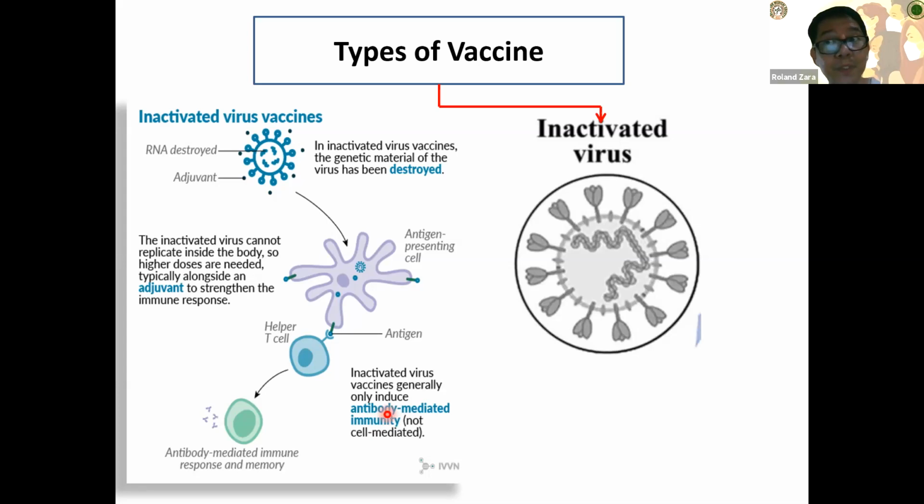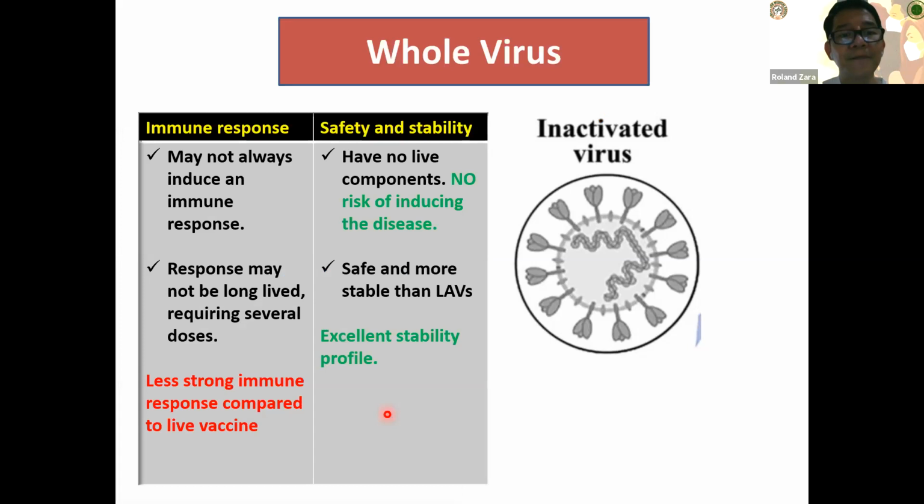So this is your inactivated, which may not always induce an immune response and may not be long-lived. It may need booster doses in the coming years. This is still under study pa rin. So there is a lower-strength immune response as compared to your live attenuated vaccine. But it has no live component, no risk of inducing the disease, and it has an excellent stability profile.